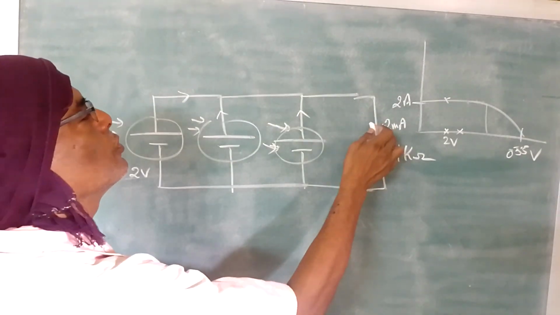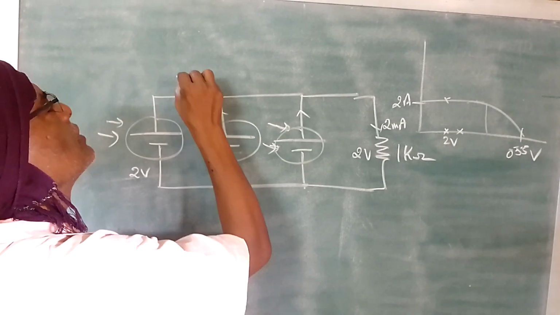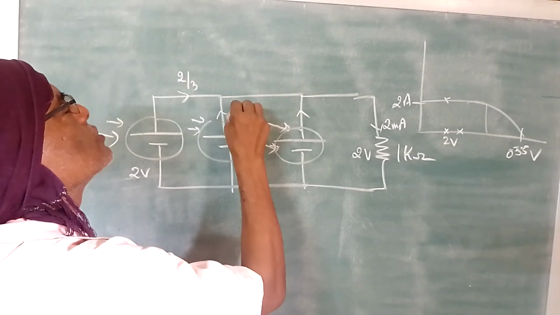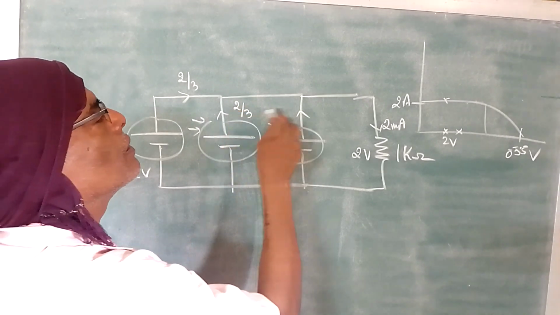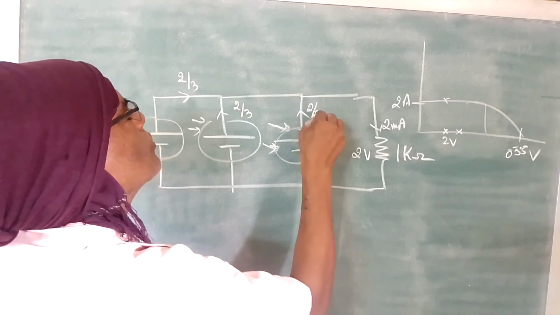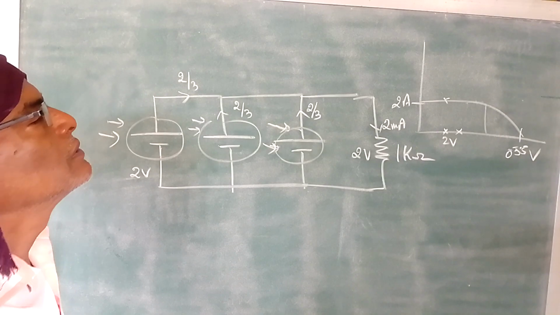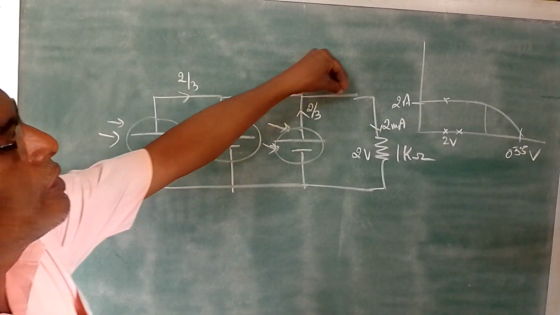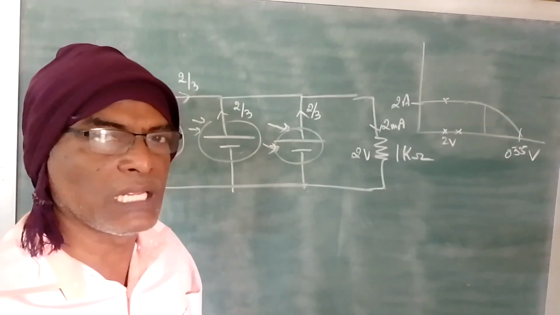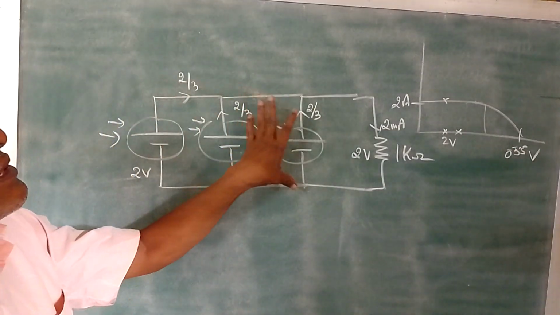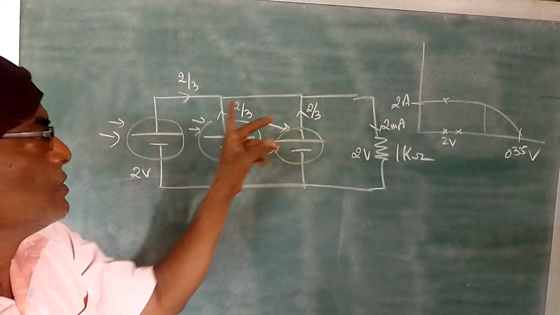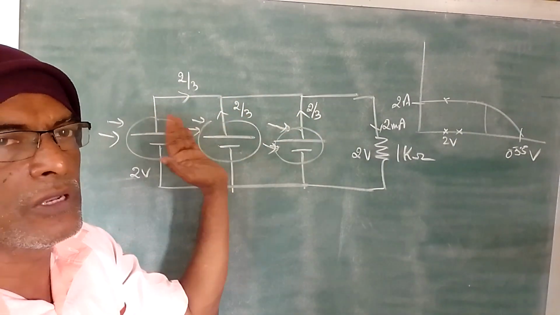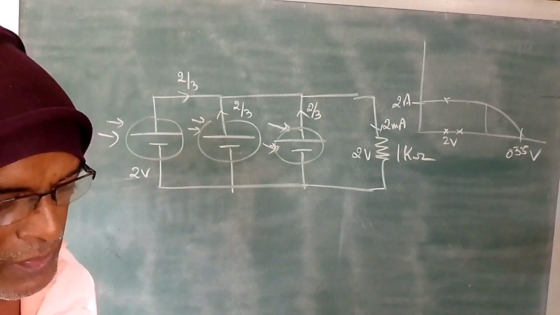In that case, this 2 milliamps is divided by 3. So here you will be having 2 by 3, here also 2 by 3, here also 2 by 3. Understood? So all the currents are combined to give this. This is parallel connection. So in parallel connection, voltage will be the same. The individual current gets added up. So if you want to increase the current, you can go for parallel connection.